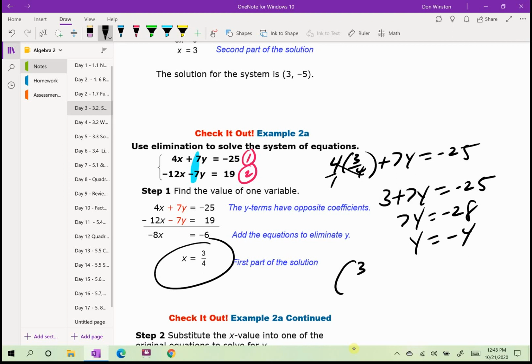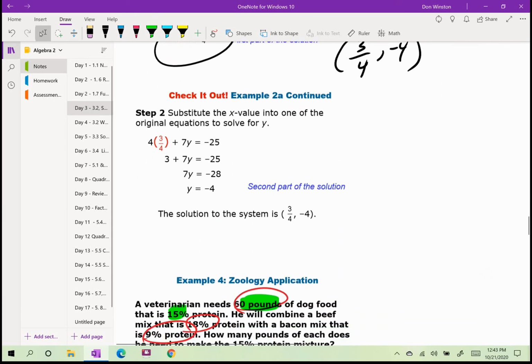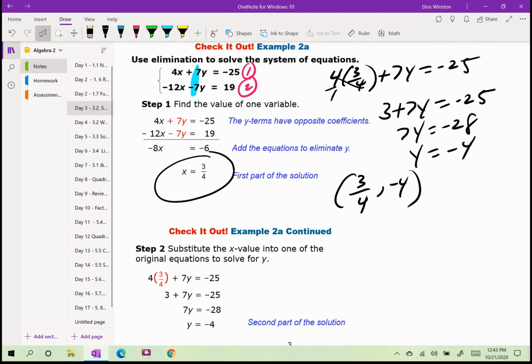Solution, 3/4 and negative 4. I think elimination is easier sometimes. All right, so there is elimination there for you. Okay, so you'll have some problems to do using elimination.